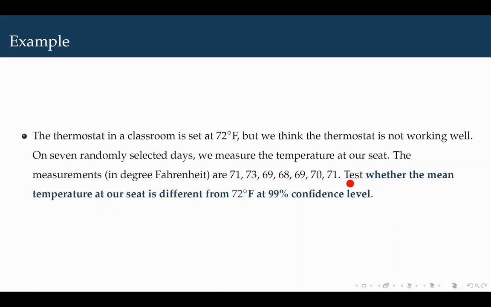So here the population parameter of interest to be tested is the mean temperature of the classroom. And 72 degrees Fahrenheit is the assumed value under the null hypothesis. And here we have the sample values. And we are given 99% confidence level. That means the significance level is 1% or 0.01.